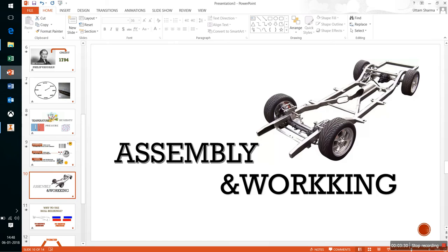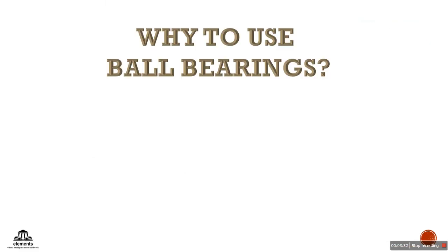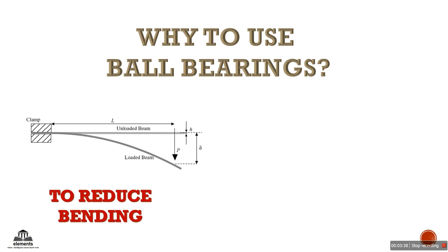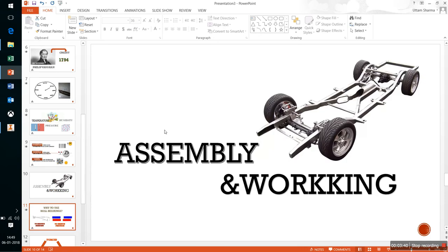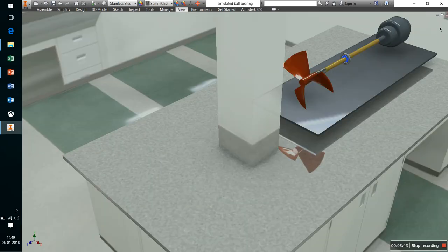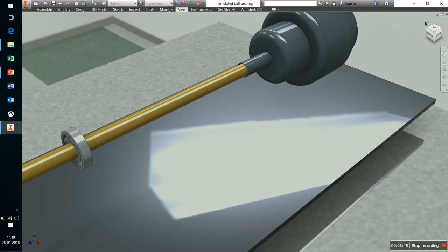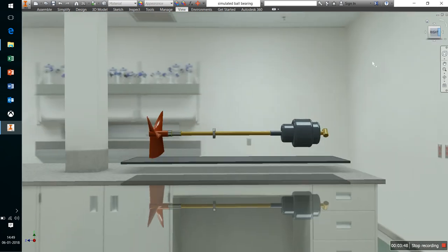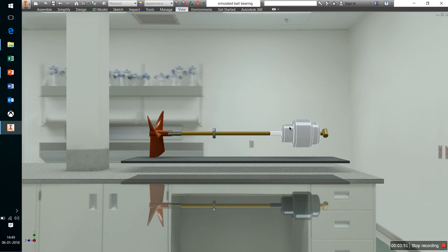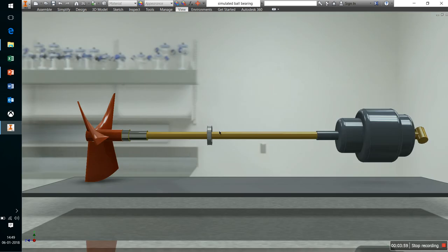Now again, we will be talking about why to use this ball bearing. These ball bearings are used to reduce the bending and to reduce the friction. So going back to our CAD model, we will see why to use them. Take a look from this side. You will see that this part of the shaft is fixed towards the motor and this part is free. So there can be a bend in this shaft. It can be bending like this. As the cursor moves, it can be bending like this.